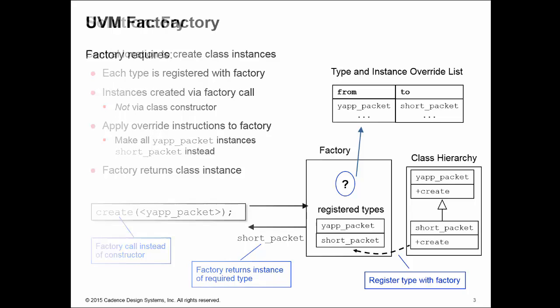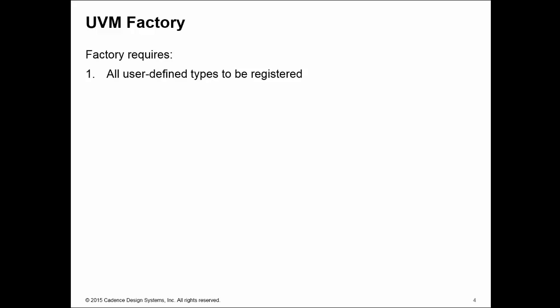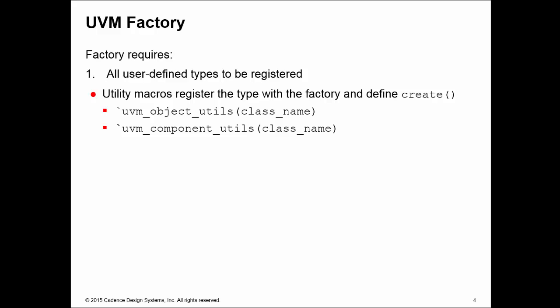So to use the factory, again, we need these two things. First of all, you need to register all of your types with the factory, and we do this using a utility macro. So the object utility macro and the component utility macro, these register the class name with the factory, and they also define the create method call.